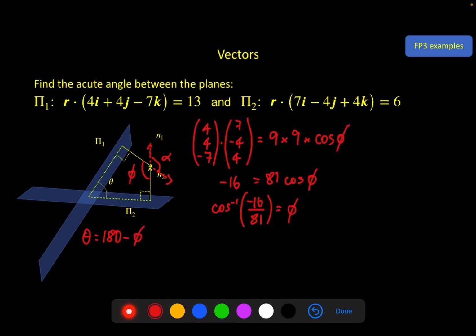And that is equal to 101.4. And therefore theta, which is 180 minus that, is 78.6, to one decimal place.